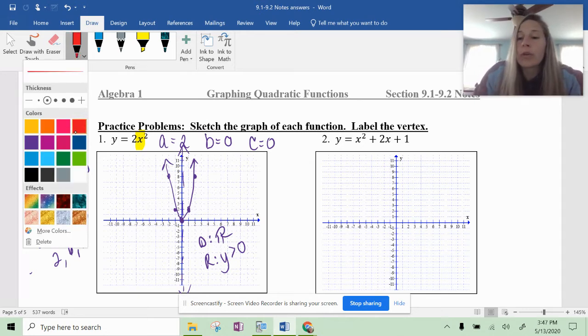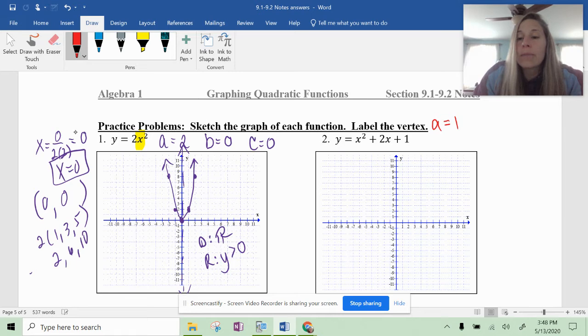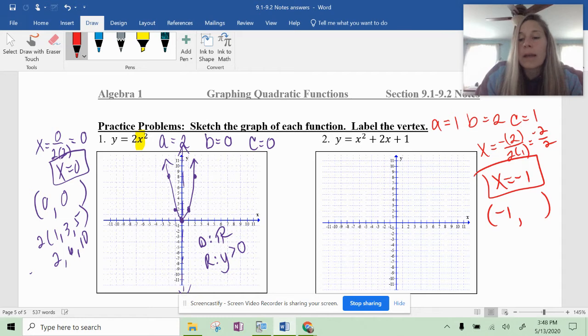Okay, so let's take a look at number 2. Again, A is positive 1, B is positive 2, C is positive 1. So we're going to go ahead and find our x, negative 2 over 2 times 1. So negative 2 over 2. So x equals negative 1. And now we're going to plug that in here. So negative 1 squared plus 2 times negative 1 plus 1. We get 1 minus 2 plus 1, which is 0. So negative 1, 0 is my vertex.